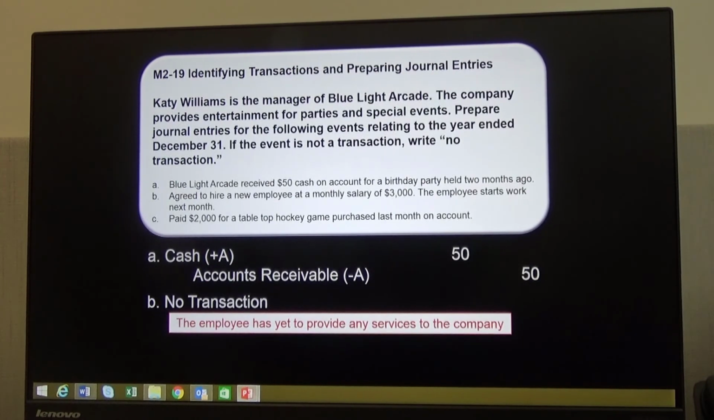And then C, paying $2,000 for a tabletop hockey game purchased last month on account. Well, we would have recorded the asset of the hockey game last month when we got it. And so now all we're doing is making a payment on account. So when we bought the game last month, we would have increased the asset by debiting it and increased a payable by crediting it. Now we're going to decrease that payable by debiting it, and we're going to decrease our cash because, of course, we're paying cash out.